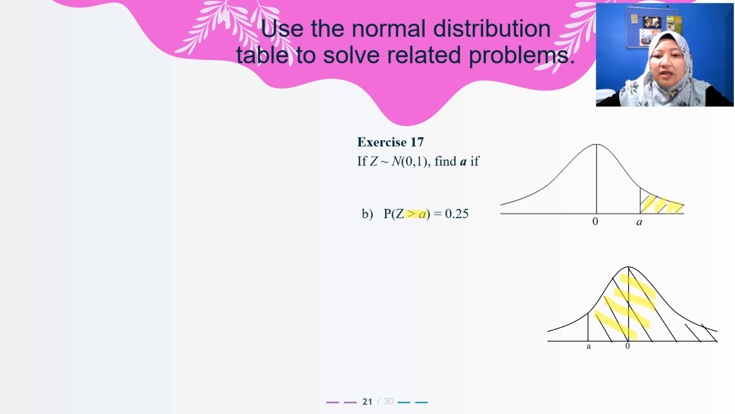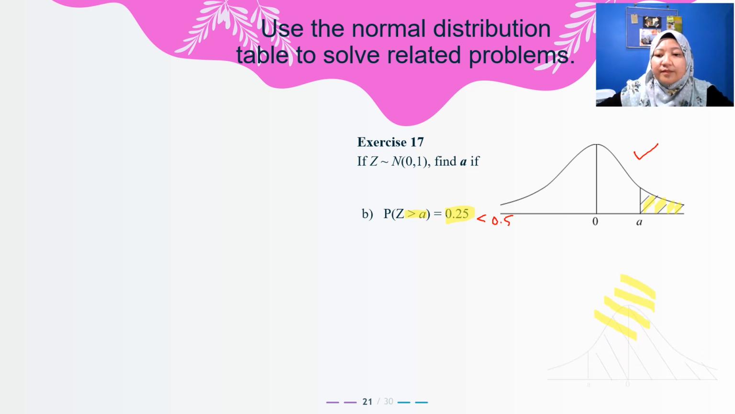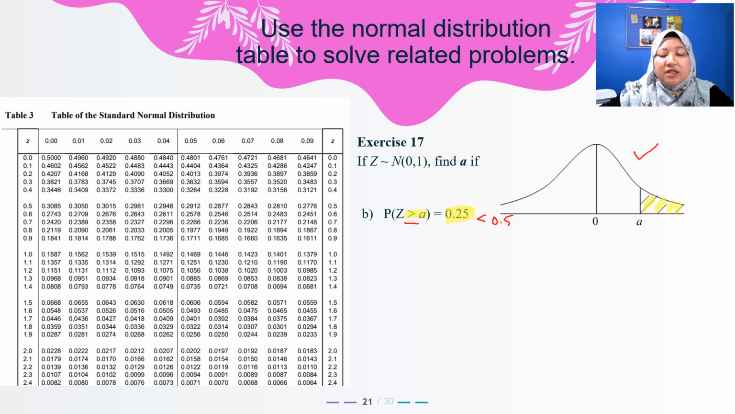Kita refer pada soalan, dimension 0.25. 0.25 is less than 0.5. So, yang sesuai dengan nilai dia adalah graf yang pertama, iaitu 0.25. Okey, so macam mana kita nak dapatkan nilai A? This one already greater than. So, kita boleh terus baca table. Okay, this value is probability.